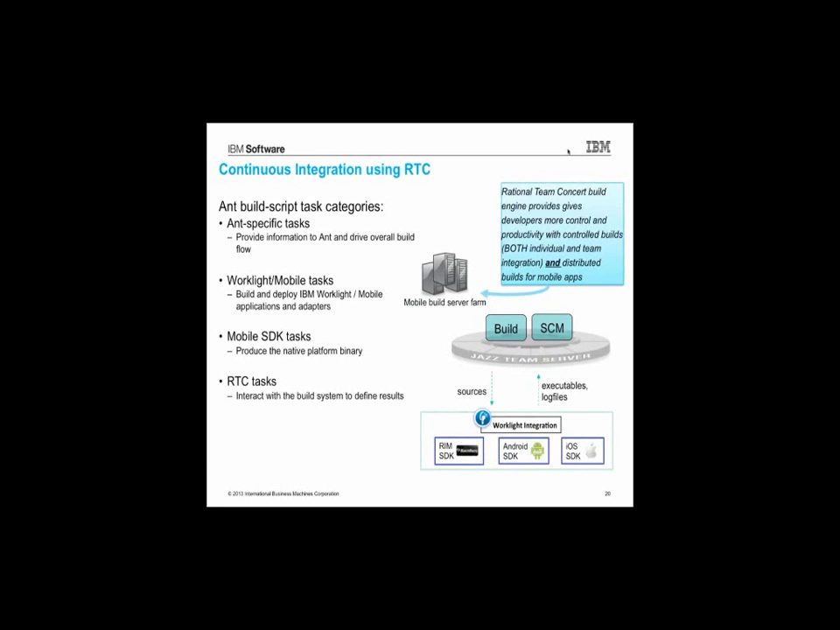So let's talk a little bit about continuous integration. Our collaborative lifecycle management solution in Jazz Hub is built upon Rational Team Concert, or RTC, as you see here. Rational Team Concert allows you to perform continuous integration. You can use our build system, or you can integrate it with your own build system that you might be using. It gives you this Ant-style build script, and you can integrate with Ant-specific tasks. We also have custom scripts that help you work with Worklight and mobile tasks and mobile SDKs. So this gives you a build engine so that you can continuously integrate changes that the team are making.